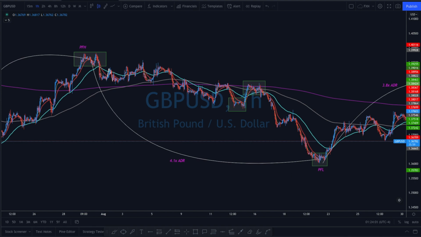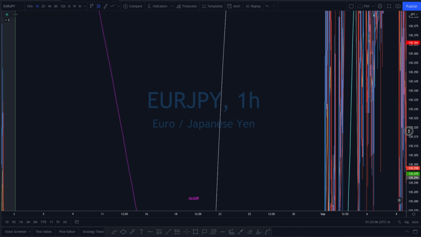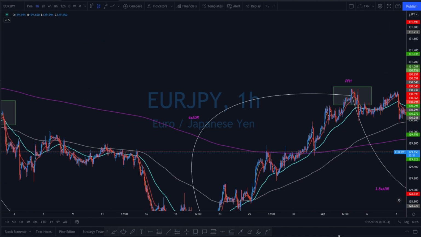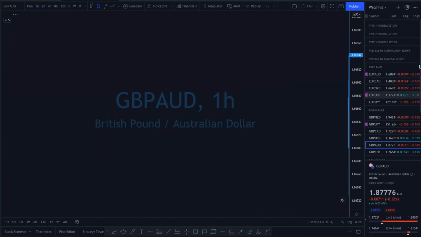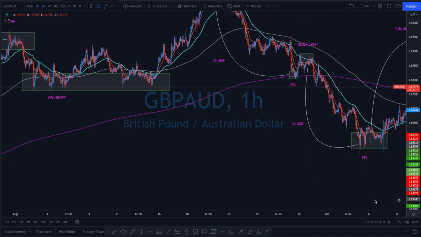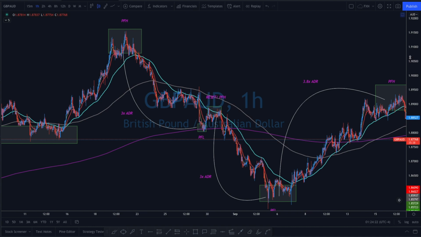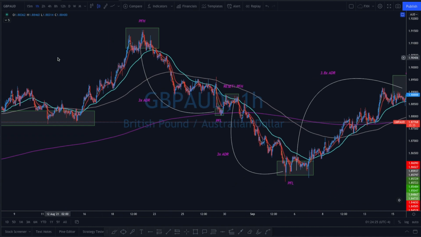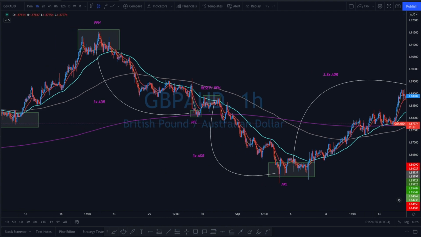If we go back to the charts, actually, let's take a look at this one. Had a lot of resets. So if we take a look at this pound AUD, take a look at the reset there. Okay. Why is it a reset? Why is this a reset?